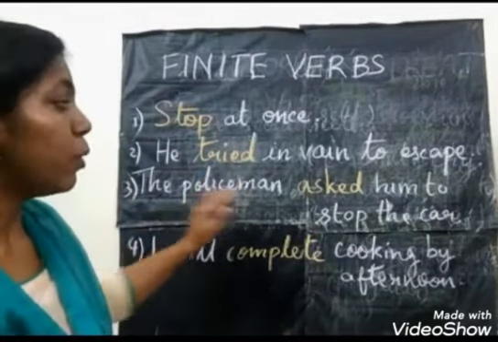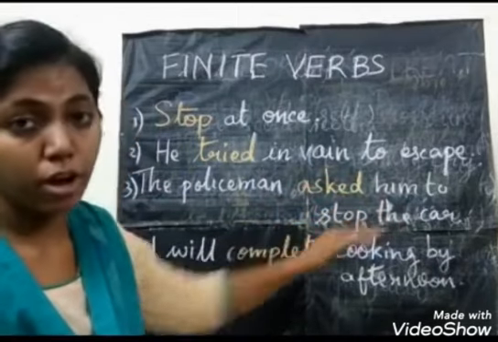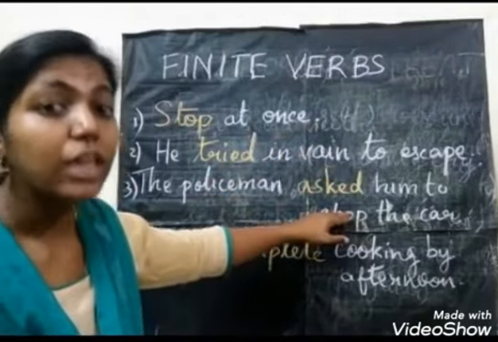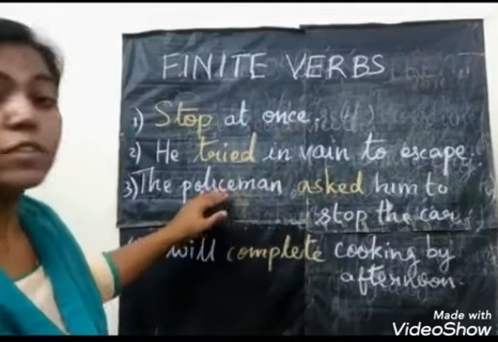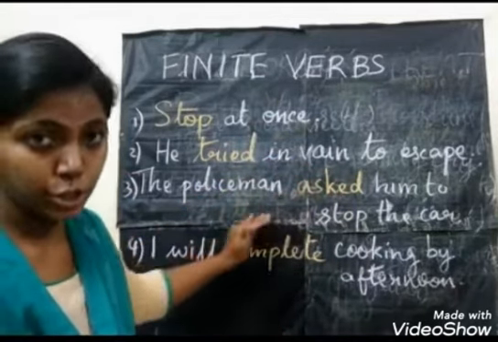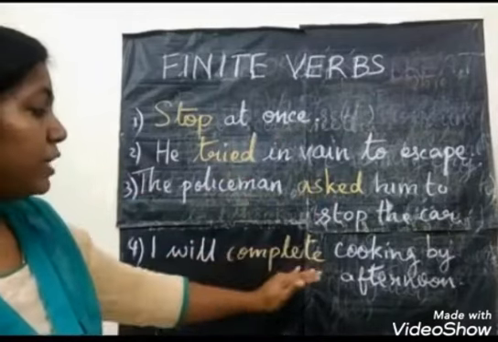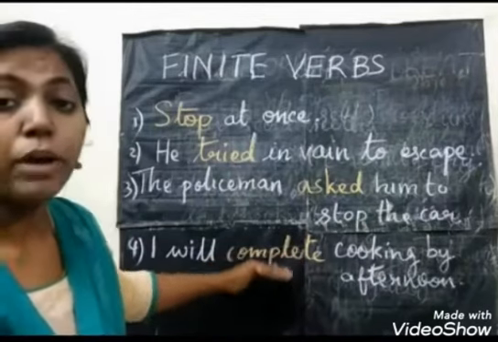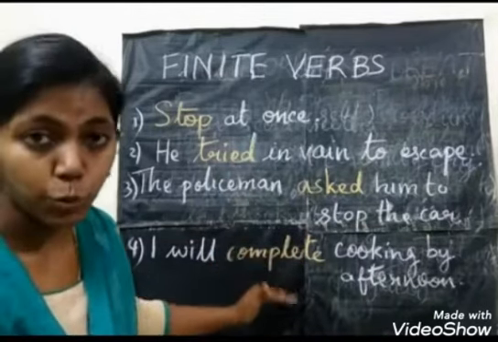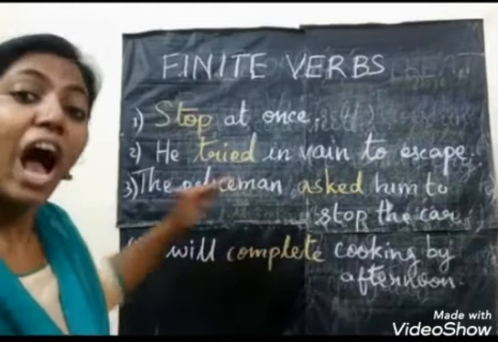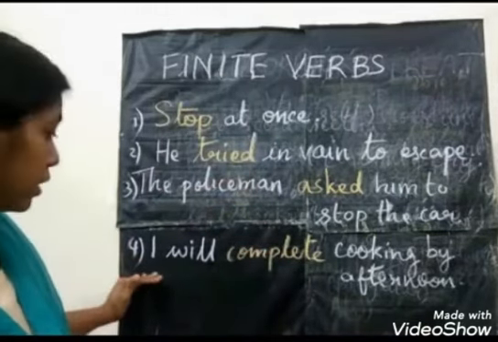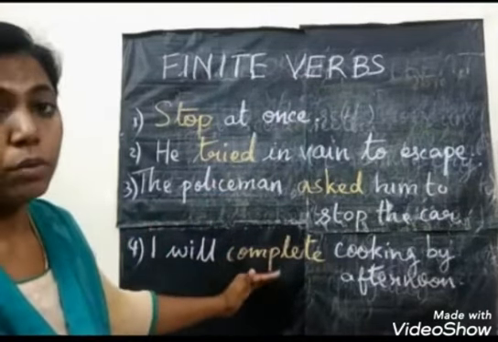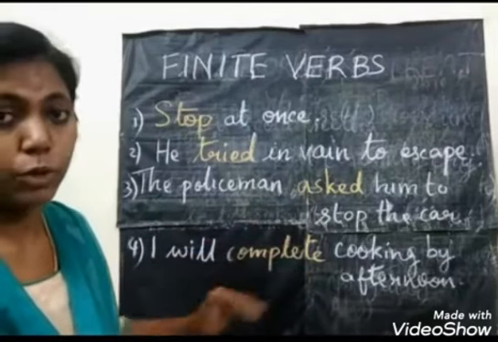Now next one, the policeman asked him to stop the car. Here again the finite verb is asked. Who asked? The subject, the policeman. So again it's closely connected. I will complete cooking by afternoon. Here the verb complete is the finite verb. Who will complete? I will complete. So the subject is closely related with the verb, and this verb becomes the finite verb.